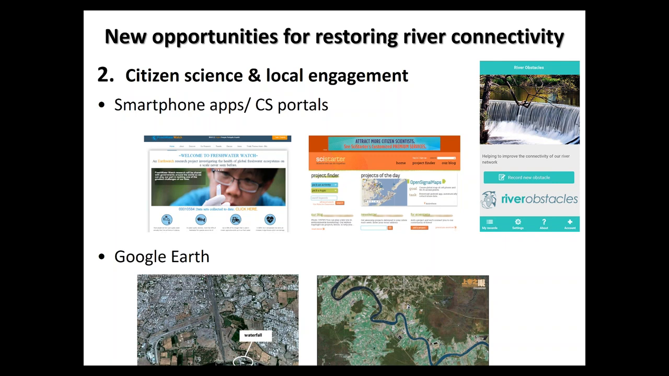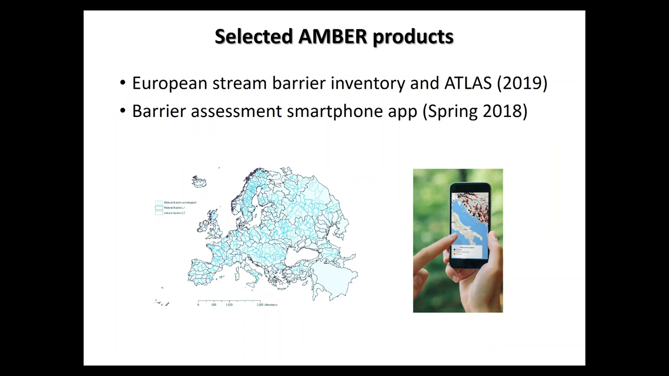And then we also have the tool of Google Earth. Google Earth is another useful tool that could be used today to support restoring river continuity. So the AMBER project aims to deal with all these challenges using these new opportunities that advances in technologies provide us nowadays, and aims to produce a number of products that can be used for adaptive management of barriers in European rivers.